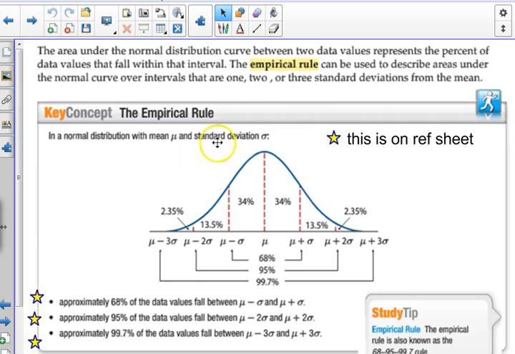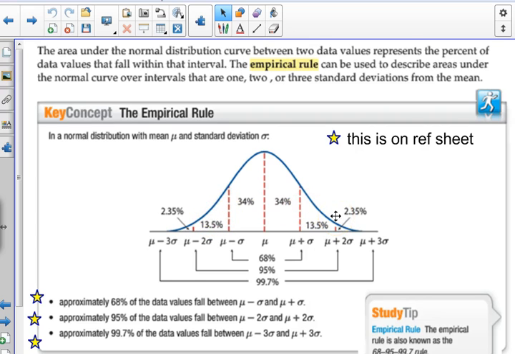All right, the empirical rule is this idea that we're going to break this down and say, if it is a perfect normal curve, 68% of the data will fall within one standard deviation of the mean. This is on your reference sheet. It's the green one, right? Okay. We're also going to use the calculator to determine this, but roughly 68% will always fall within one standard deviation.